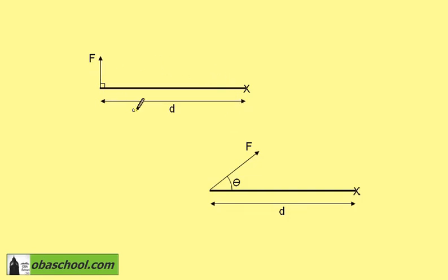Suppose we have a rod with a pivot here and a force acting at right angles to the rod, which is at a distance d from the pivot. From what we discussed in the introduction, the moment of this force is going to be the magnitude of the force times the distance from the pivot.